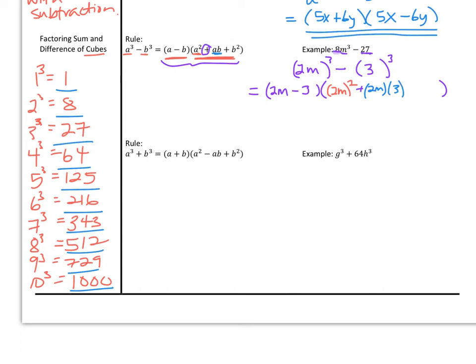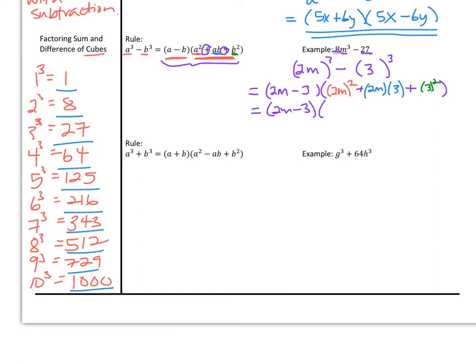Okay, and then we have a plus again. And then it says b squared. So now we're going to take that plus, and then we'll do b squared. B is 3, so we'll have to square the 3. And then that'll simplify that second parenthesis. The first parenthesis doesn't change. We just leave that 2m minus 3.